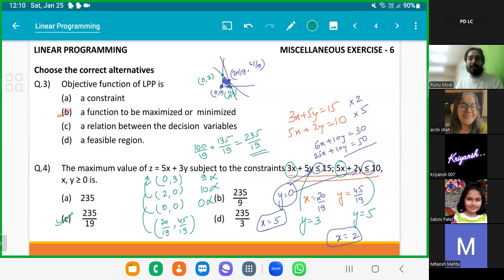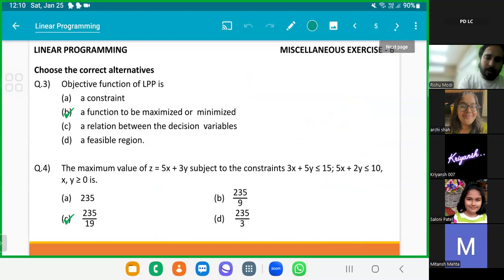So you need to understand that I have to solve the entire question, right? Or always remember the point of intersection: first solve that part and then you will get the answer straight away. So the answer for the fourth one is option C, 235 by 19. We move on to the next question, question number 5.